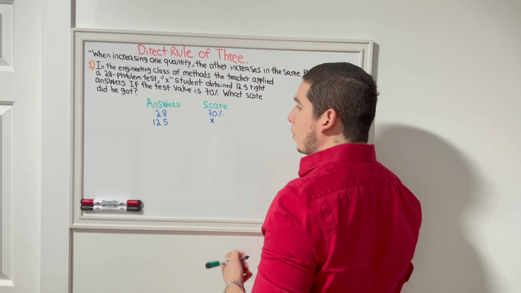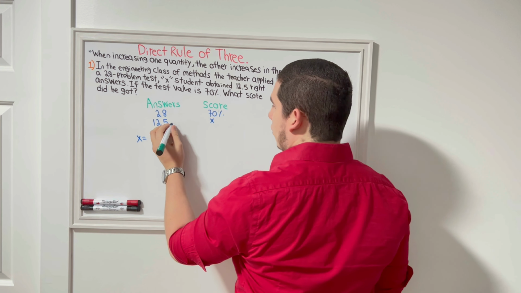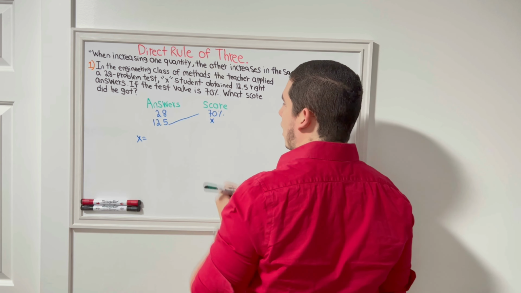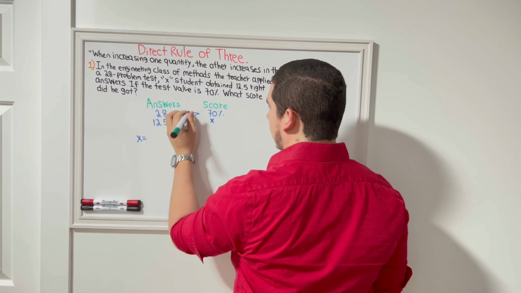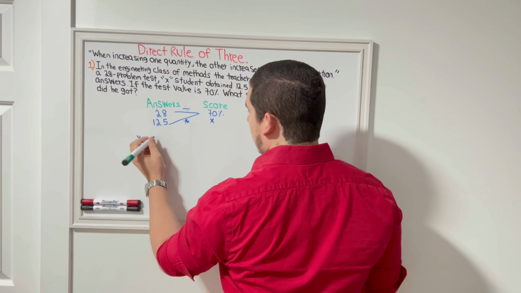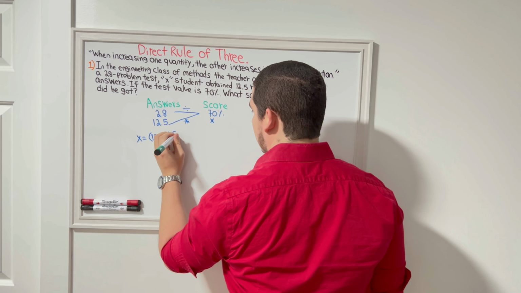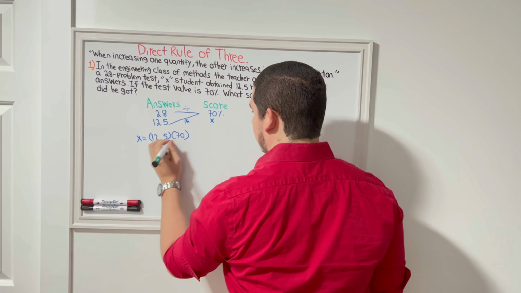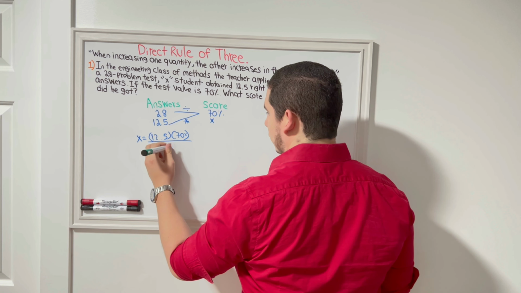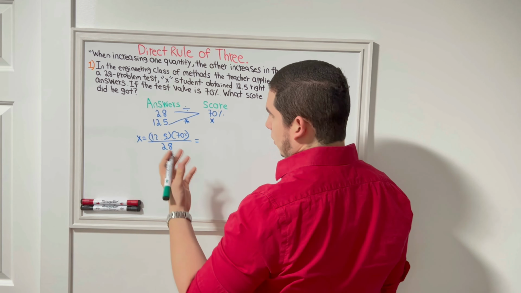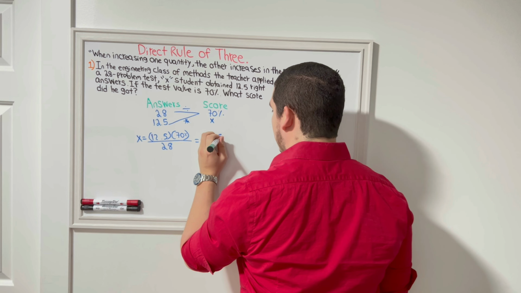Okay, so this is a direct proportion. Therefore, X is gonna be the product of 12.5 times 70 divided by 28. So it's gonna be 12.5 multiplied by 70%, divided by 28. And if you solve this, the answer is going to be 31.25%.